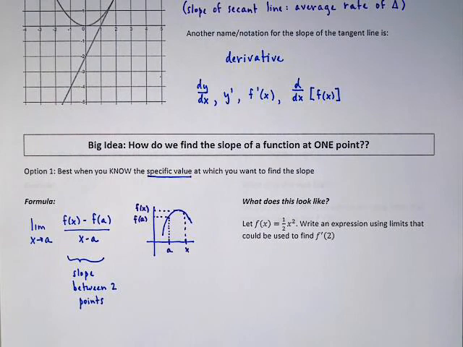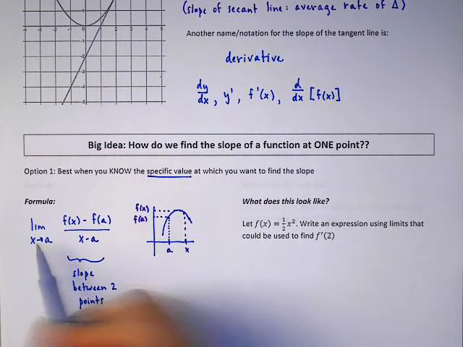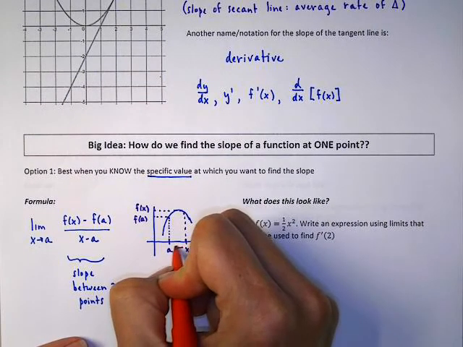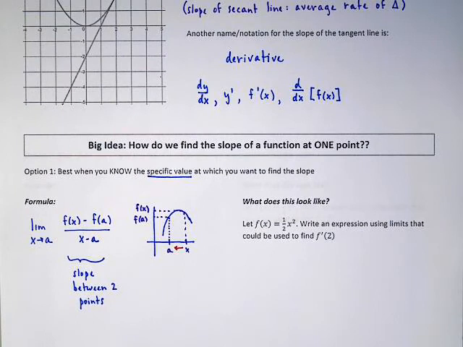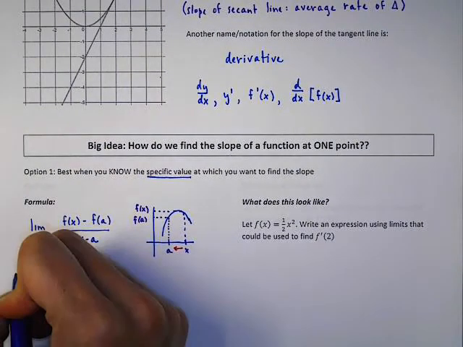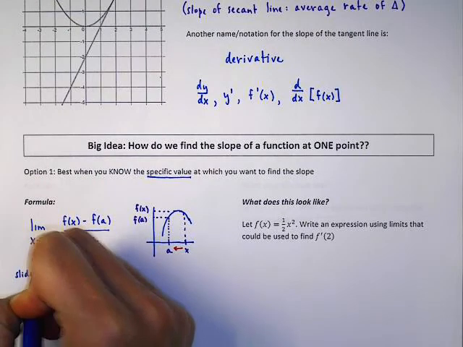But now if we think back to Desmos, if I were to make x approach a, in other words, if x were to get closer and closer to A, that's like in Desmos where we're sliding those points together. This limit slides the points together.